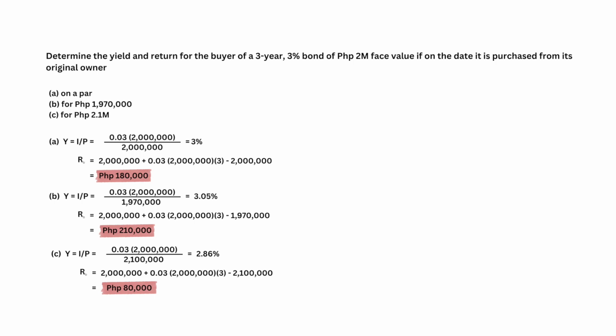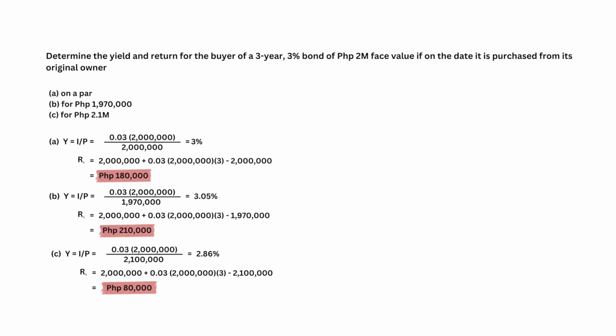For the first letter, we're going to plug all of the values into the formula. So it's going to be 0.03 times 2 million face value divided by 2 million, which equals 3%. To get the buyer's return, we are going to add the 2 million face value to the 3% bond times 2 million face value times 3 years, less the 2 million face value, which equals 180,000 pesos.